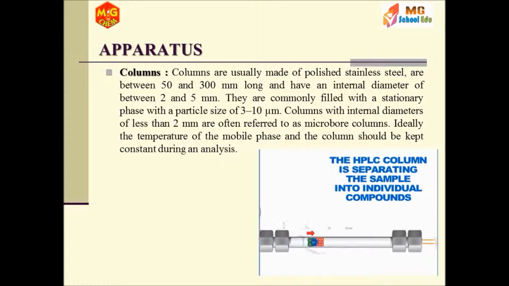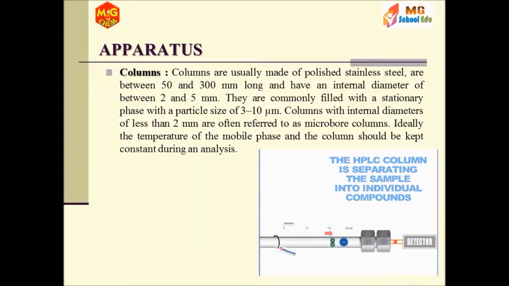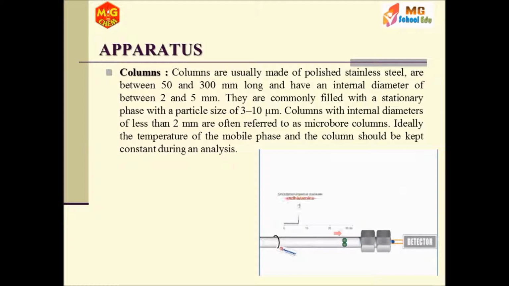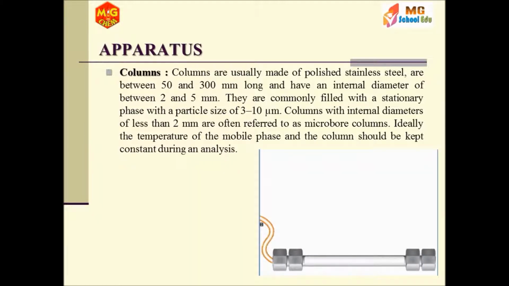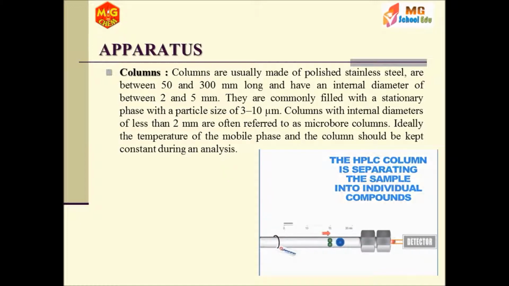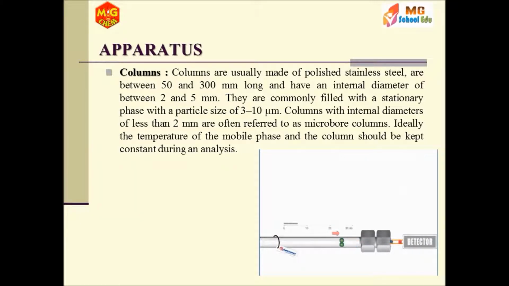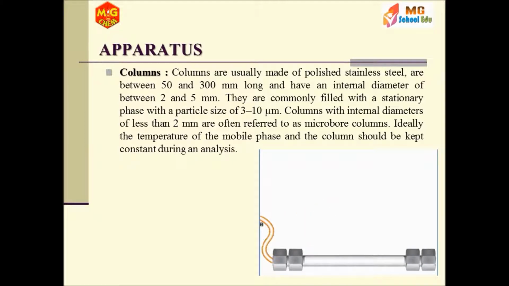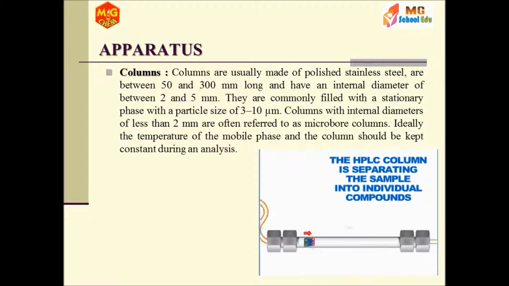Columns. Columns are usually made of polished stainless steel, are between 50 and 300 millimeters long and have an internal diameter of between 2 and 5 millimeters. They are commonly filled with a stationary phase with a particle size of 3 to 10 micrometers. Columns with internal diameters of less than 2 millimeters are often referred to as microbore columns. Ideally, the temperature of the mobile phase and the column should be kept constant during an analysis.